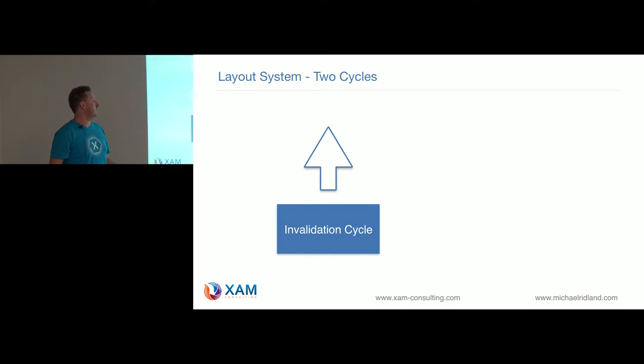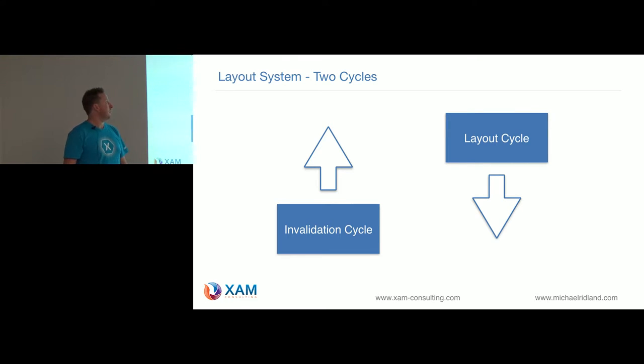So the layout system is in two cycles. There's an invalidation cycle. So you have a label where the text changes, this label's size becomes invalidated, and then it goes all the way up the chain until, most of the time, it gets right to the root of the hierarchy. And then there's the layout cycle. Just bear in mind, these are Xamarin.Forms internals. You don't actually have to know these to do Xamarin.Forms, but it's good to have an understanding of how things are working so we can understand why all these recommendations are given to us.